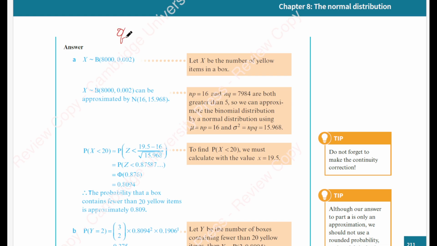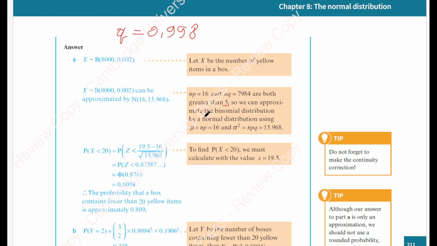So Q is 0.998, because it is 1 minus P, and this is P. And that's why you have this big number. And they are both larger or greater than 5. So then we can approximate the binomial distribution by a normal distribution.